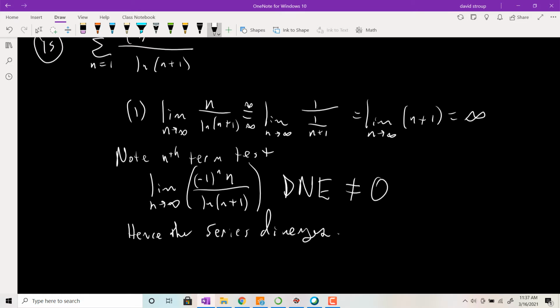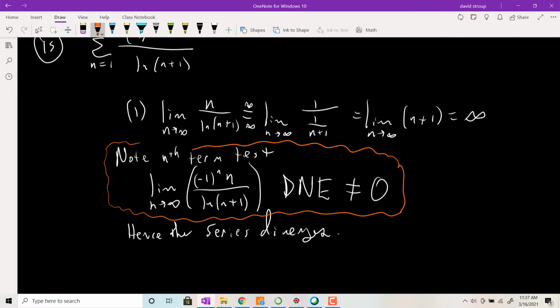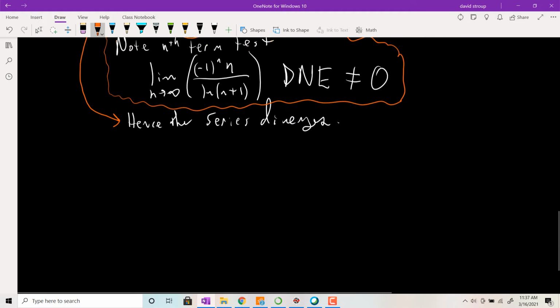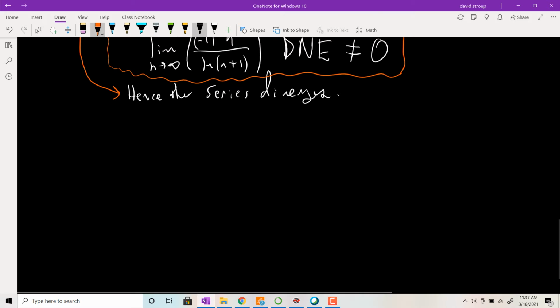So in general, you can kind of skip this part, showing that by the nth term test. I believe that if you get an infinity in the first step, it's going to automatically imply via the nth term test that the series diverges. Okay, let's look at another one.